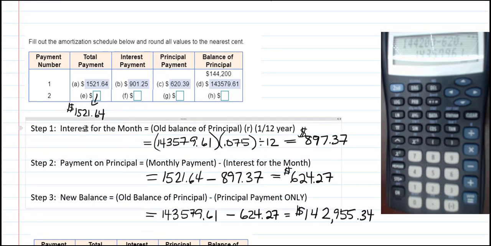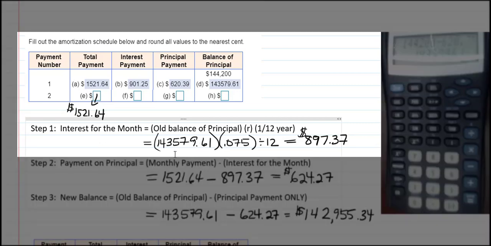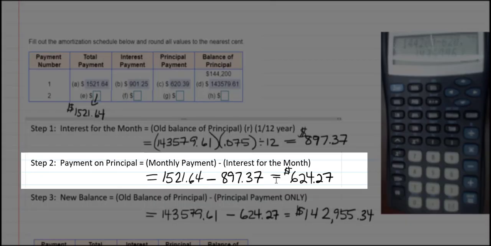The payment is still going to be the same, $1,521.64. Okay, but we still need to figure out the interest payment and the principal payment and what our balance will be. But the formulas are the same. Interest for the month is the old balance. Now this is the balance from the previous month, 143,579.61 times the interest rate 0.075, but divided by 12 because it's only a month's worth, you get 897.37. Principal payment is going to be the total payment, 1,521.64, minus that 897.37 we paid in interest this month that we just calculated, and that leaves us with 624.27.